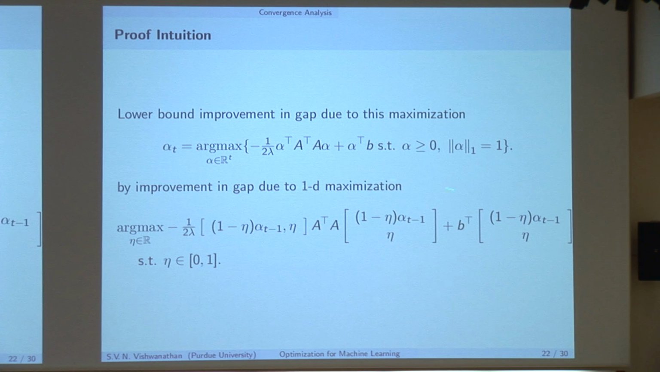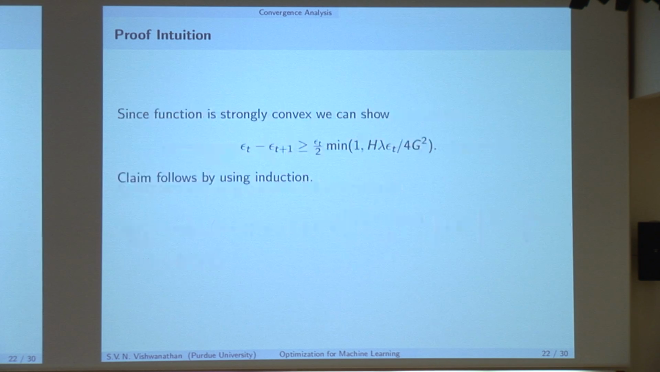So for a one-dimensional objective function, you are saying the improvement that I would get in the dual by solving this problem is at least as much as solving a one-dimensional problem. This is a very bad proxy. And even then you can show this kind of result, that your gap is decreasing, and therefore you can come up with rates of convergence. Okay, so you just have to do induction.